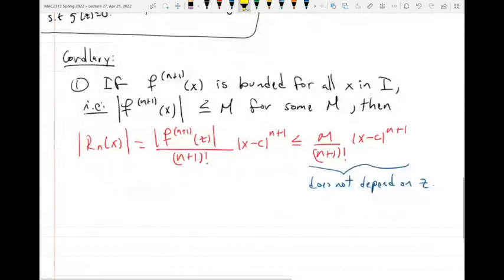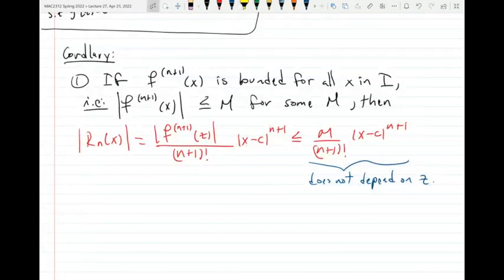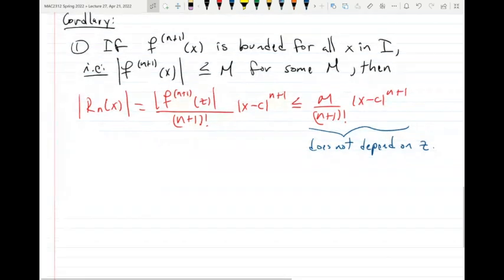But if you can bound the n plus first derivative, then for example, the cosine function, we can always do this because this is always less than 1, right? Because the n plus first derivative of sine and cosine is plus or minus sine or plus or minus cosine. In any way, in absolute value less than 1, so we'll be able to nicely bound that. So that's the first remark.